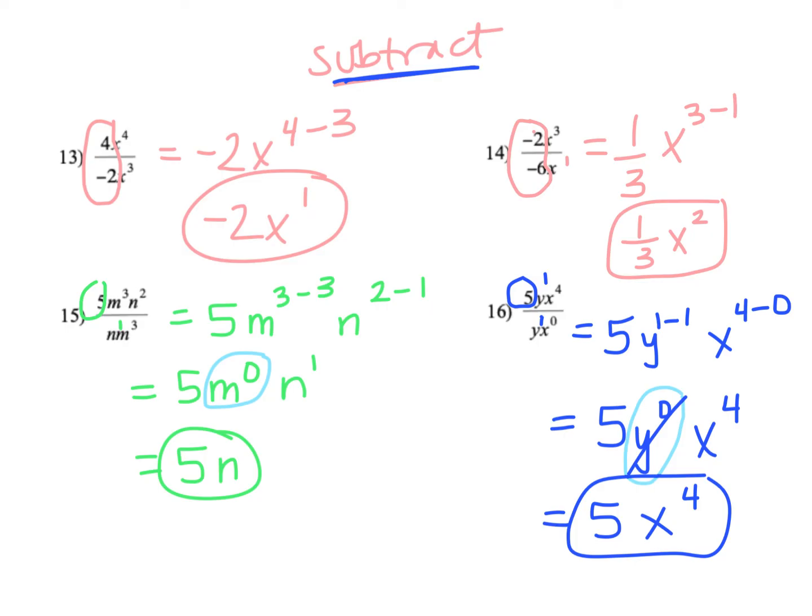Okay, so if we have a division problem with the same bases, we keep the base and add the exponents. Anything to the 0 power is 1. And remember, if there isn't an exponent, you use a 1 as the exponent.